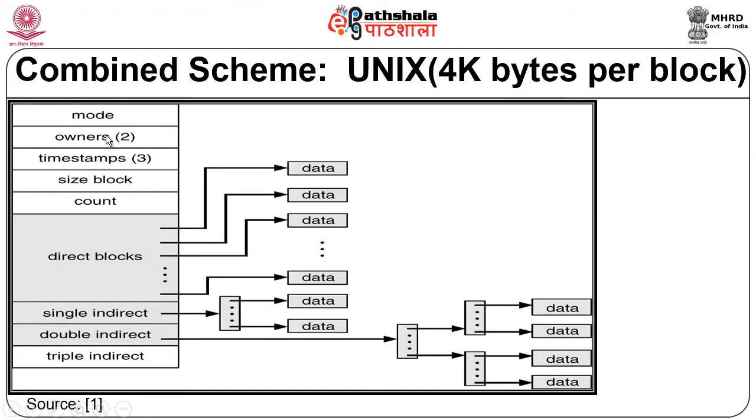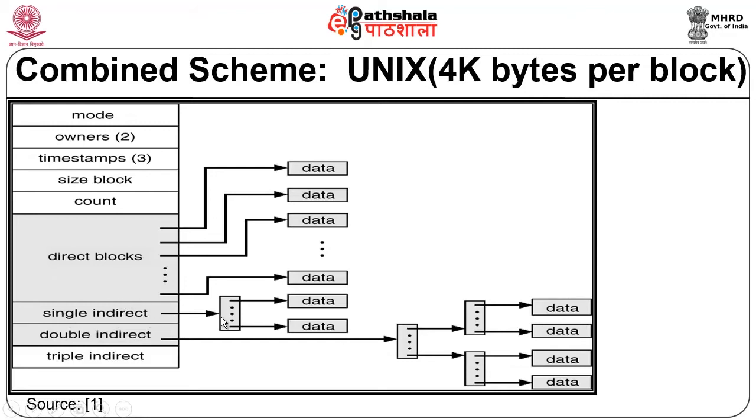Metadata of a file for Unix is kept in an inode. So, here you have the mode, owner, timestamps, all of these kept in the inode. In addition to that, you also have the addresses of disk blocks kept in the inode. So, you have direct blocks which have the addresses of disk blocks that can contain the contents of the file, and these will be 12 in number.